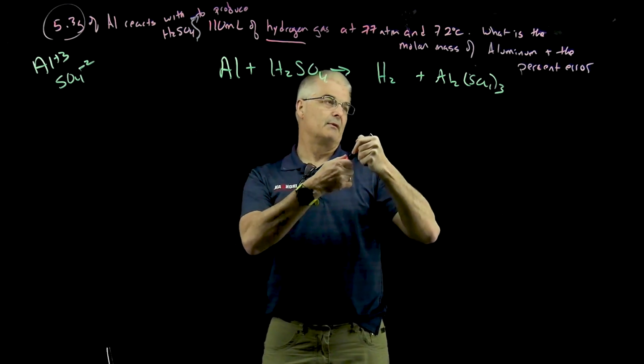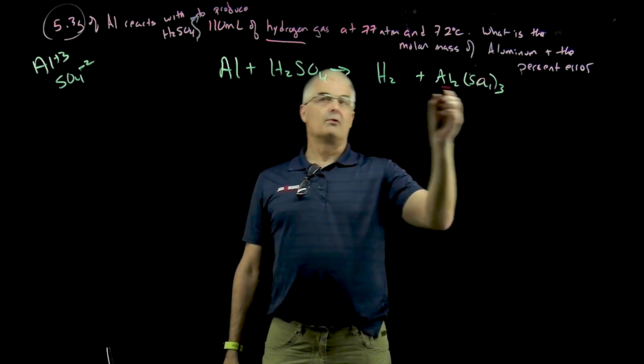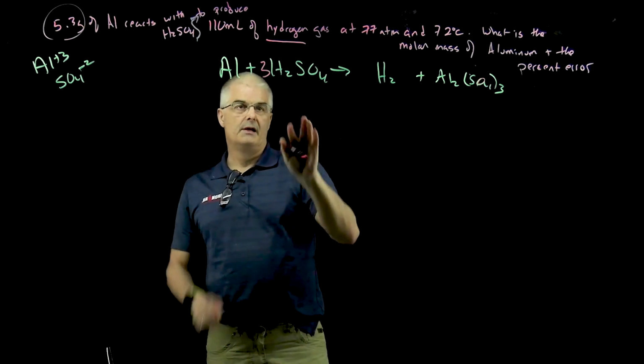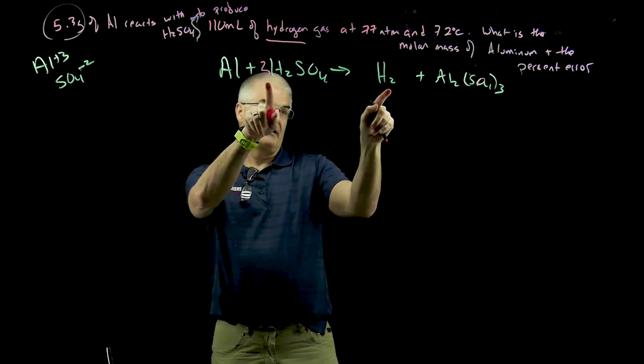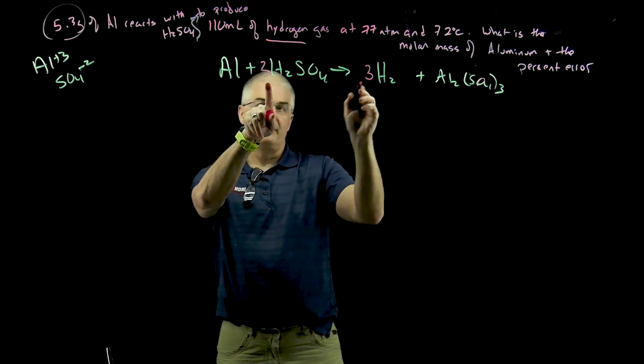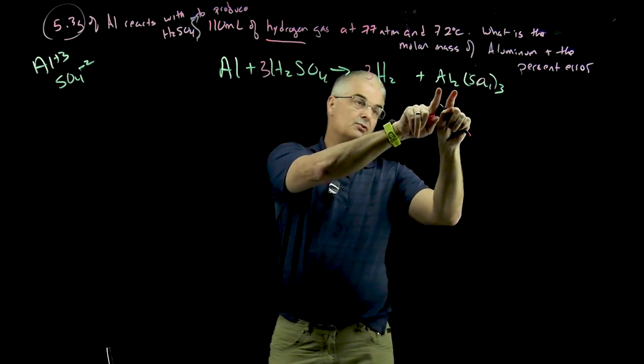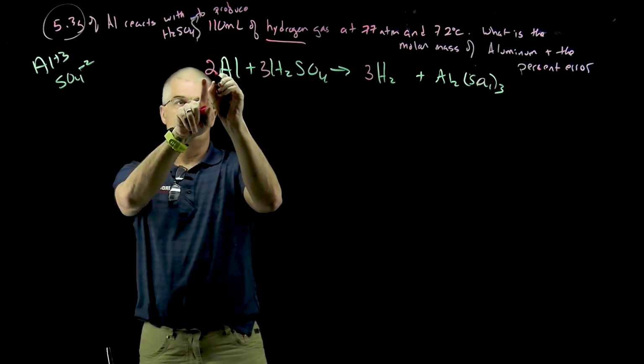Let's solve our sulfate problem here. If there's 3 SO4s, I've got to put a 3 in front of here. That gives me then 6 hydrogens. I've got 2 here. To fix that, I put a 3 here. And that gives me, by the way, 2 aluminums, so I have to put a 2 here.